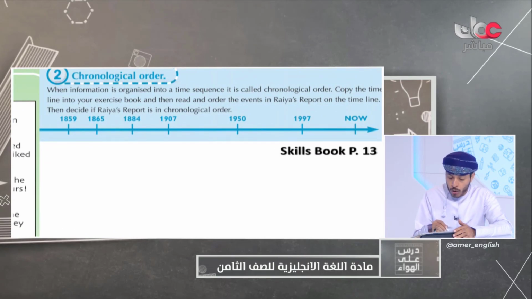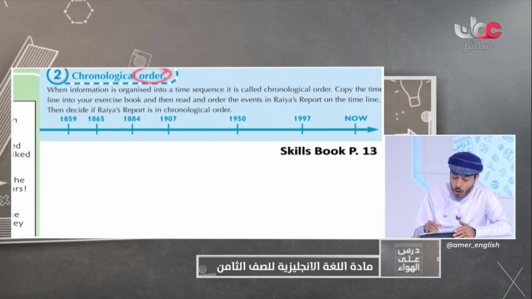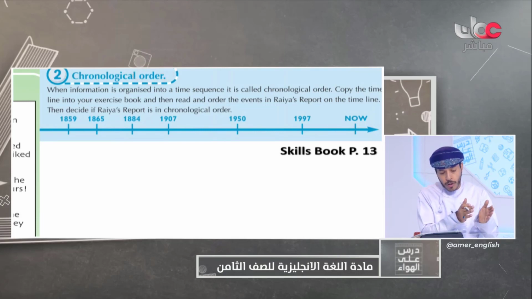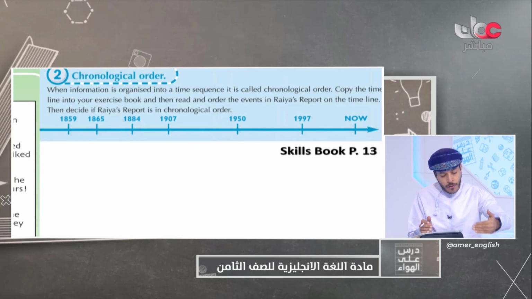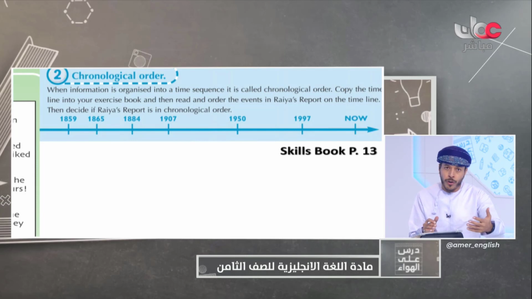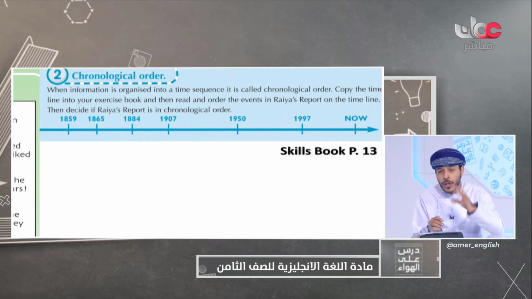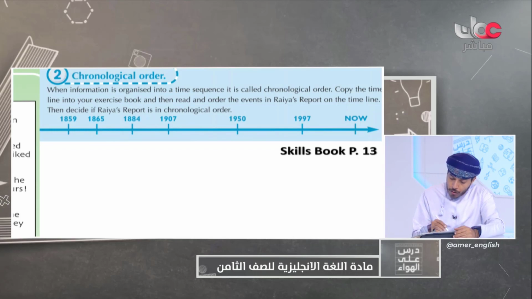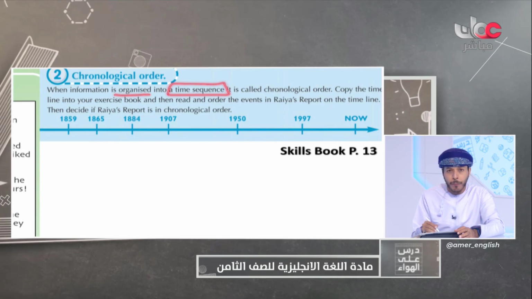Activity number 2, chronological order. What is a chronological order, or order? When you put things in order, it means that they are organized in number. For example, this is number 1, this is number 2, this is number 3. Okay, so we are putting things in order. And chronological order, which is used in our reading texts, we mean that information mentioned in the text are organized into time sequence.